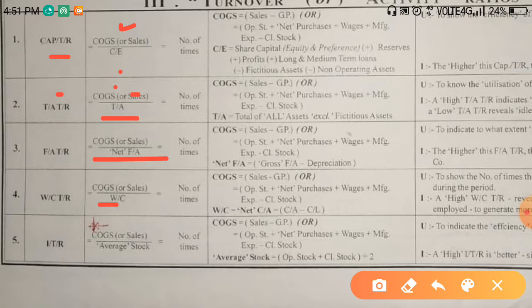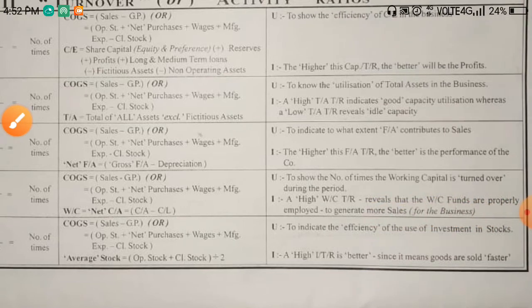And in the inventory turnover ratio, here is some change. We need to take average stock in the denominator. Inventory means stock. So average stock, how will you get it? Opening plus closing divided by 2, opening stock plus closing stock divided by 2. It indicates the efficiency of use of investment in stock, and a high inventory turnover ratio is better since it means goods are sold faster.